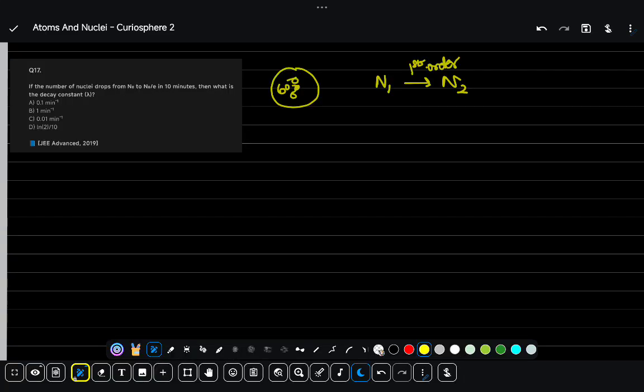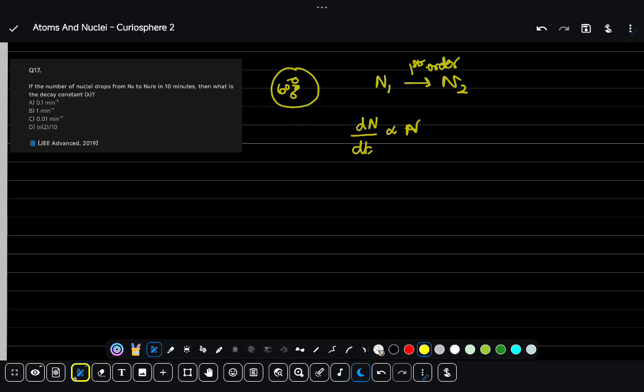What was I saying? There are a number of nuclei, thousands, millions of nuclei inside a sample. Generally, we take a sample. So according to the experiments, the rate at which the nuclei get radioactively decayed is directly proportional to the number of nuclei present.